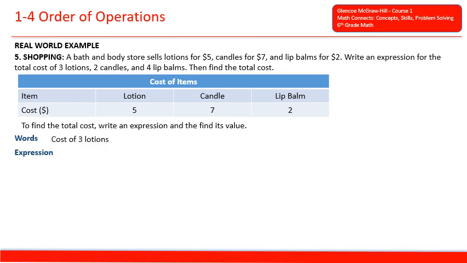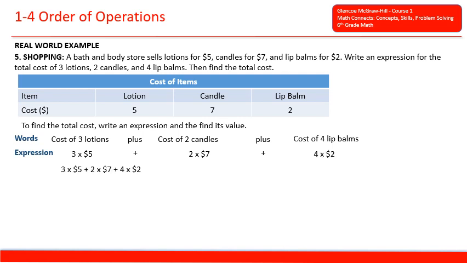So cost of 3 lotions is 3 times $5 because the lotions are $5 each. Plus, cost of 2 candles is 2 times $7. Plus, cost of 4 lip balms is 4 times $2. So if we rewrite the expression just by condensing it a little bit so it takes up less space than what we have above, we still have the same numbers. It's 3 times $5 plus 2 times $7 plus 4 times $2.